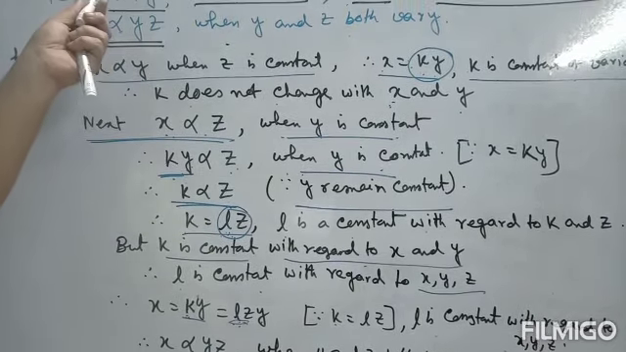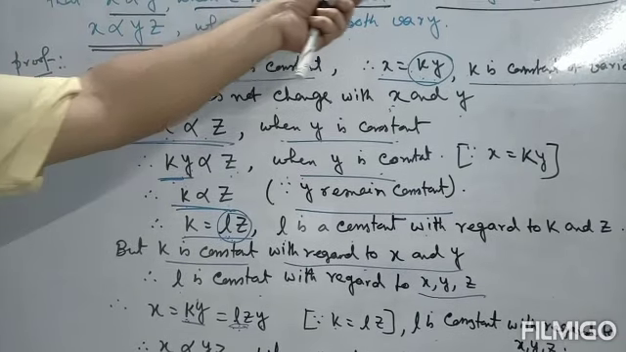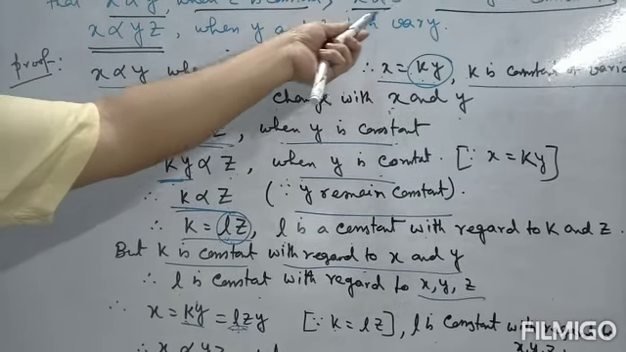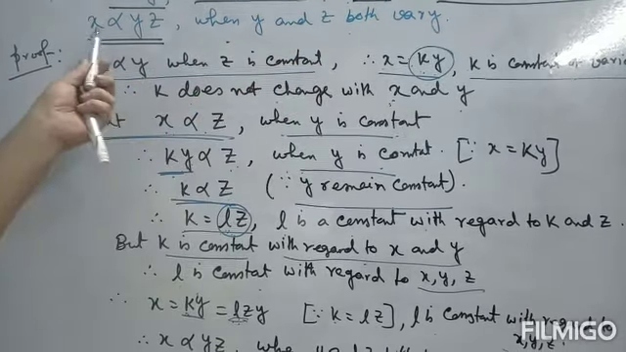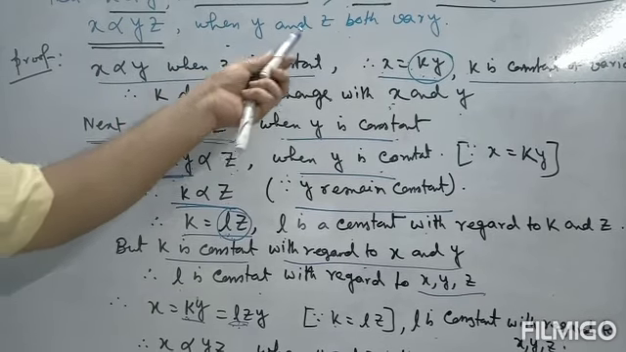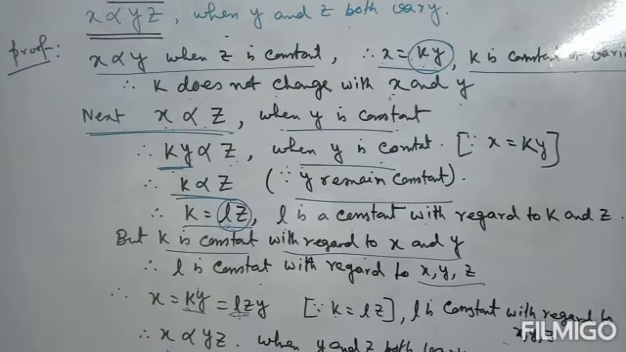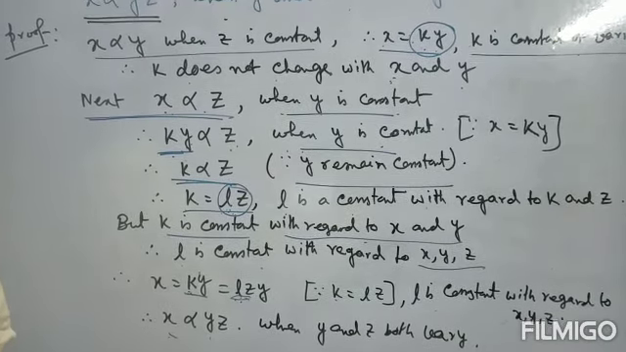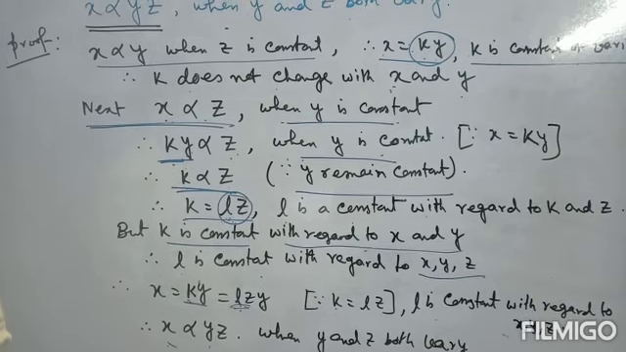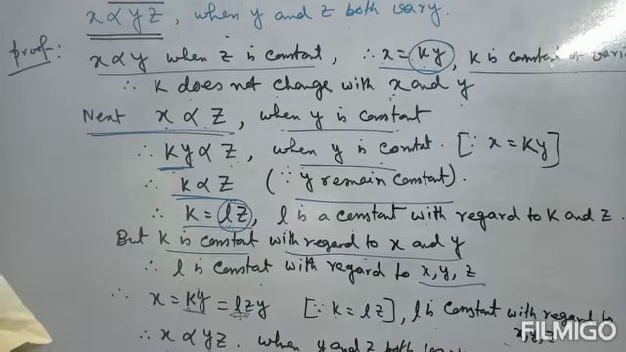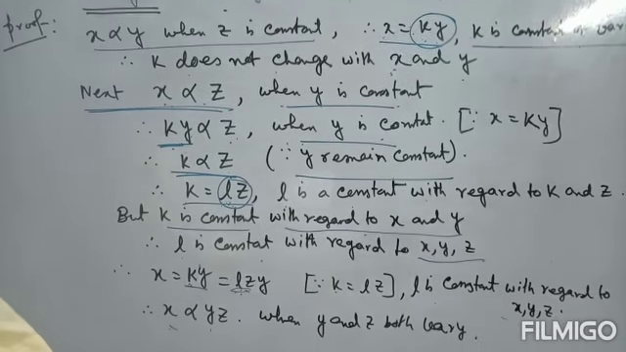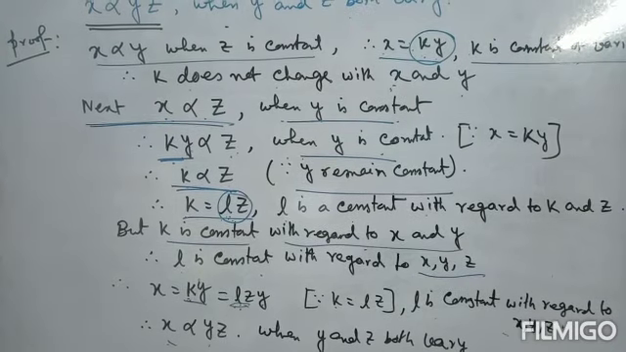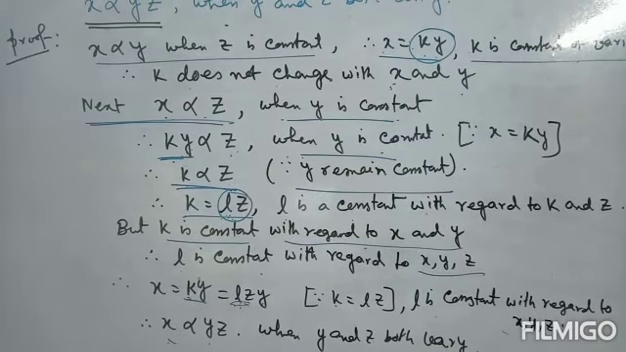I repeat once again, the statement: if three variables X, Y, Z be such that X varies as Y when Z is constant, X varies as Z when Y is constant, then X varies as Y into Z when Y and Z vary. We proved this. It is not only for three variables X, Y, Z; for more than three variables, this theorem is also true. Instead of X, Y, Z, say P, Q, with five variables, it is also true.